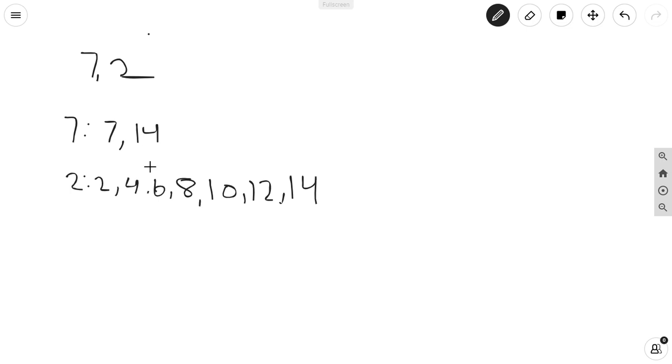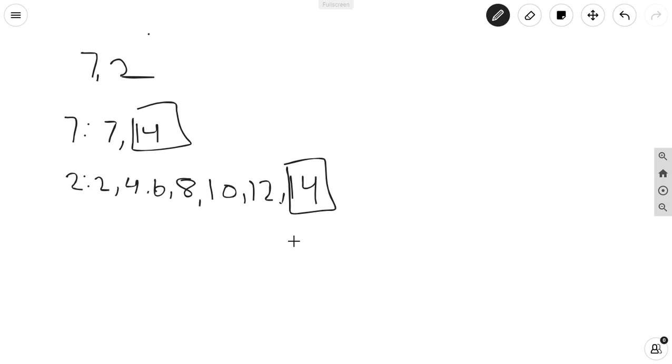So looking at these, what's the least common multiple? What's the smallest number that these two have in common? That's 14 in common, and 14, right? So that's my least common multiple. 7 times 2 is 14, and 2 times 7 is 14. Alright, that's an easy way to find the least common multiple.